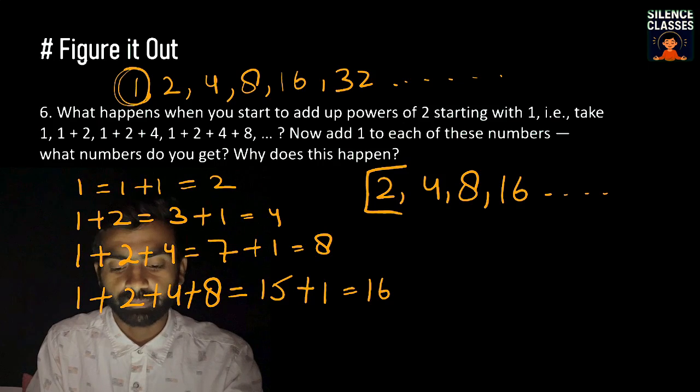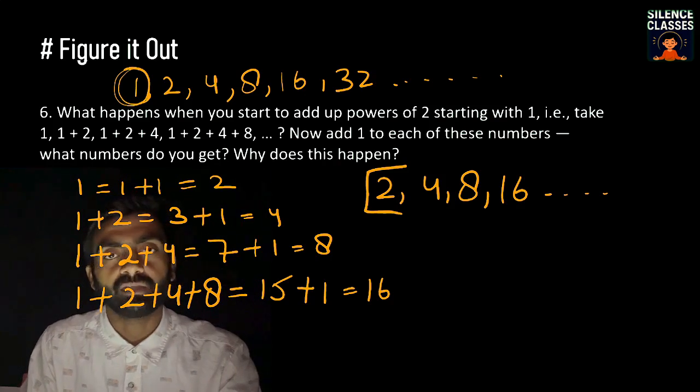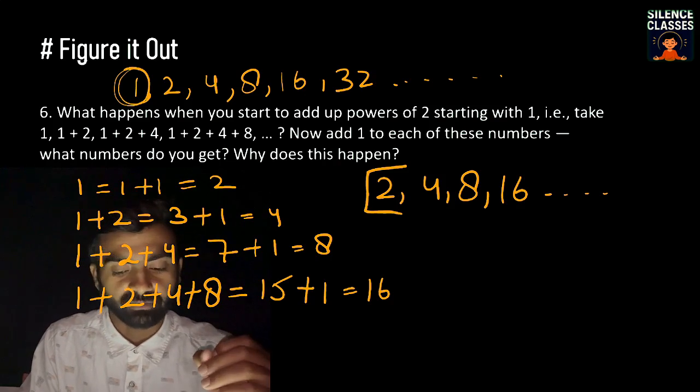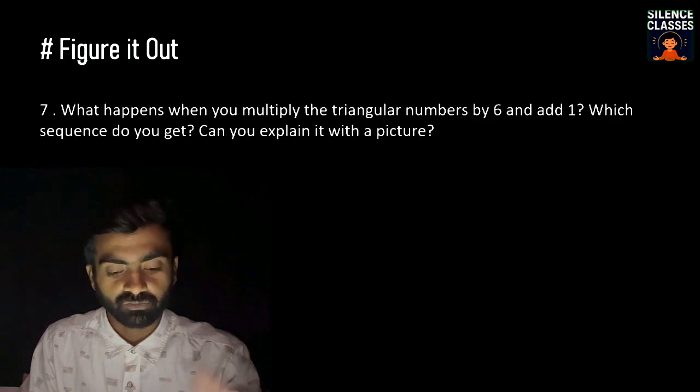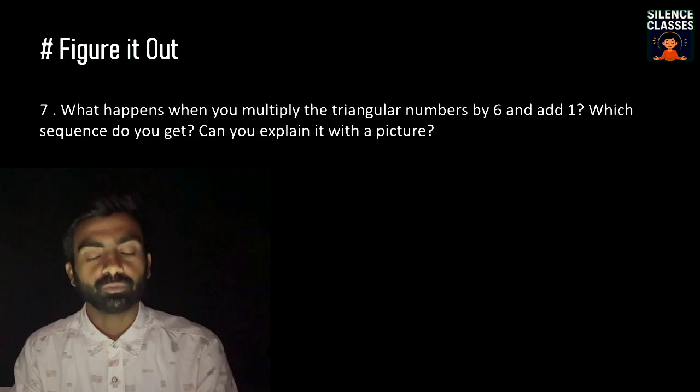Okay, why does this happen? Because we have added 1 to it. So whatsoever numbers we are getting, we add 1, so we will get these perfect square numbers. Okay, this is the way we have to represent it in this particular manner. Now let's move to the next question.